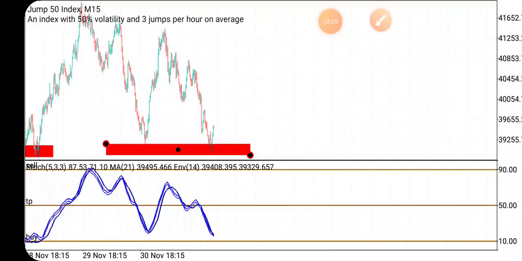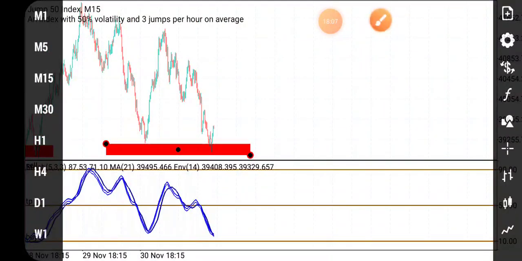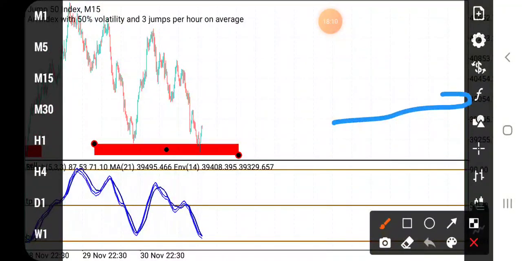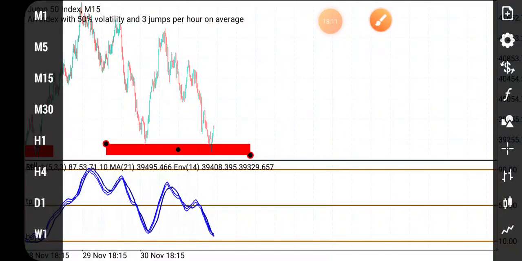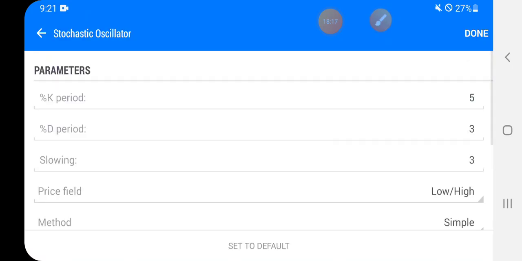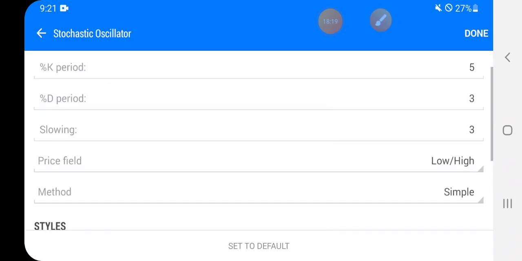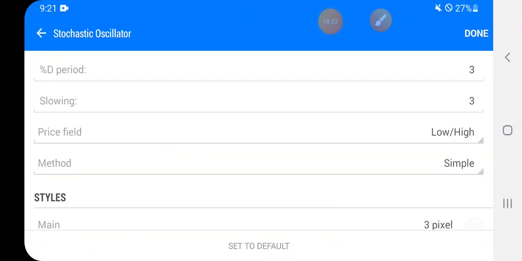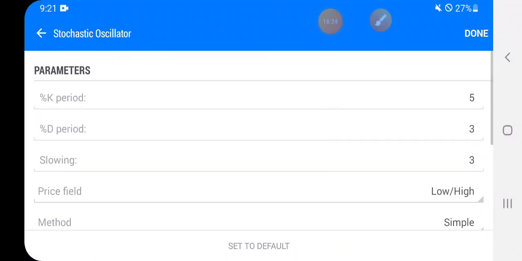So let me show you the setup for the indicator. You know how to get the indicator. You go to this F icon right there and tap on it. The first indicator I put here is stochastic. You can see the settings: K period 5, D period 3, slowing 3. You can just screenshot the setup.